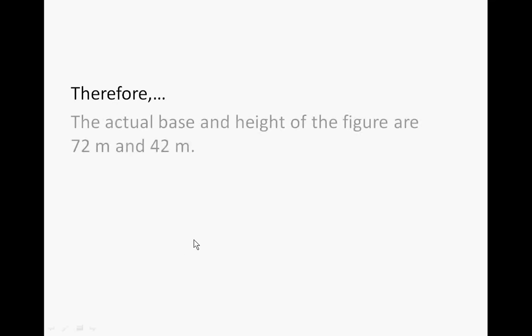So, therefore, go ahead and draw your conclusion and then check to see if your conclusion is correct. And you should have had something like this: the actual base and height of the figure are 72 meters and 42 meters. So just a nice, easy one-sentence summary.